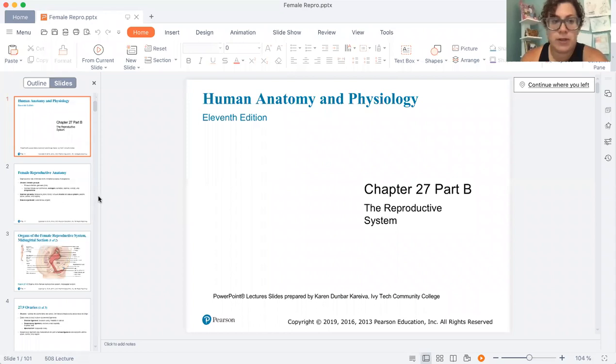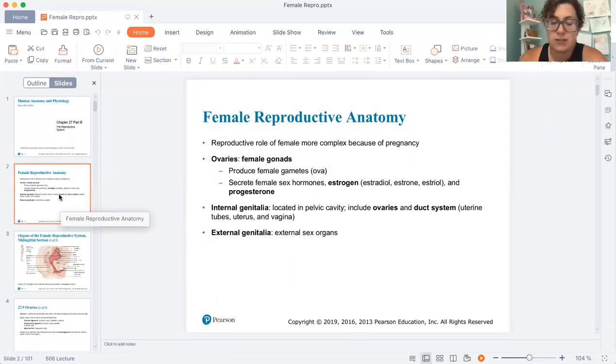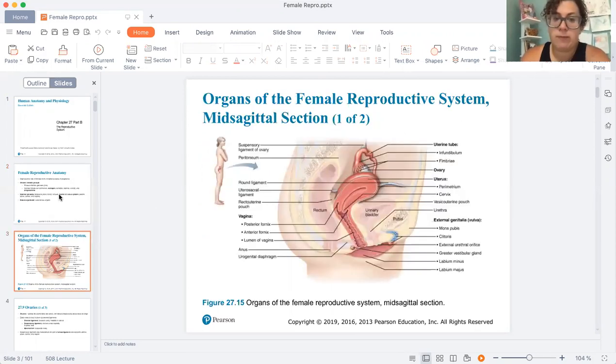So we're going to talk about the female reproductive system. Male versus female are a little bit different because in females, most of the genitalia is on the inside of the body, where we can't physically see it. That includes the ovaries, the duct system, which is the fallopian tubes, also known as uterine tubes, and the vagina. The external sex organs are the clitoris and the vulva and labia, labia majora and labia minora.